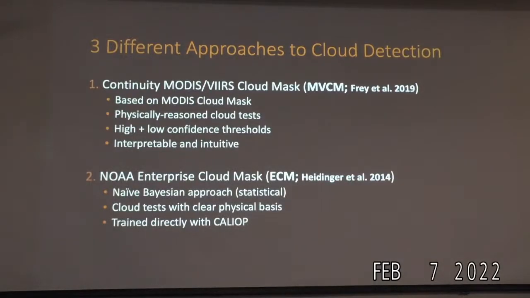Second is the NOAA Enterprise Cloud Mask, or ECM. It's a naive Bayesian approach, so it's also machine learning. It has cloud tests with a clear physical basis, and it's trained directly with CALIOP, similar to our neural network approach.